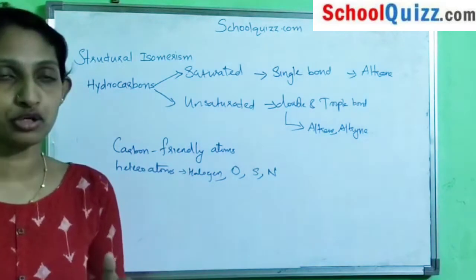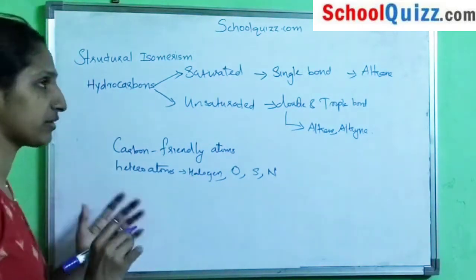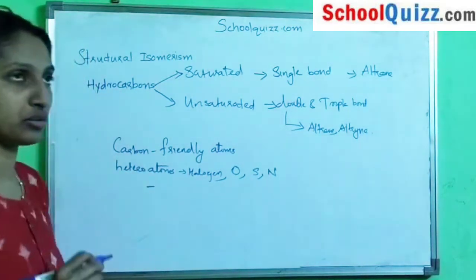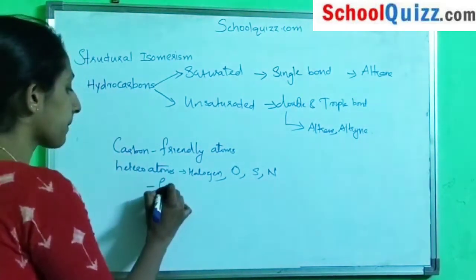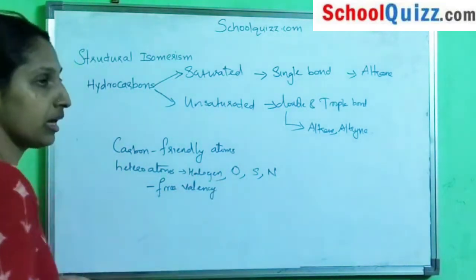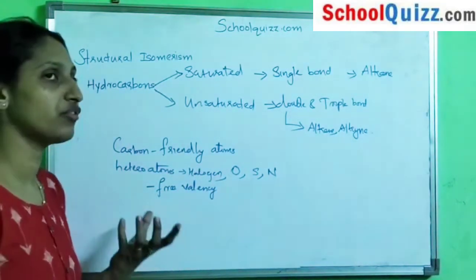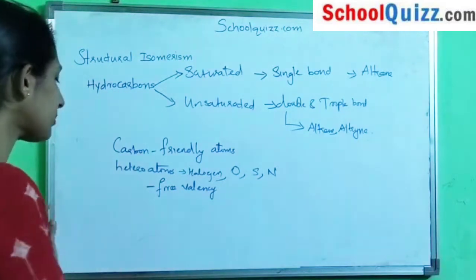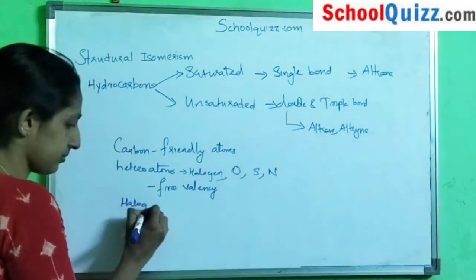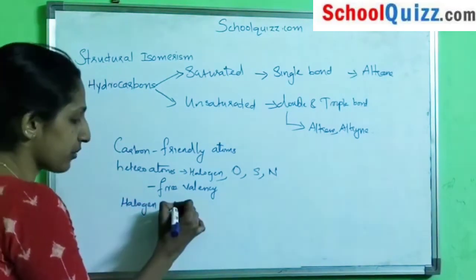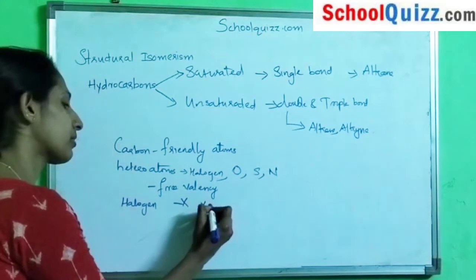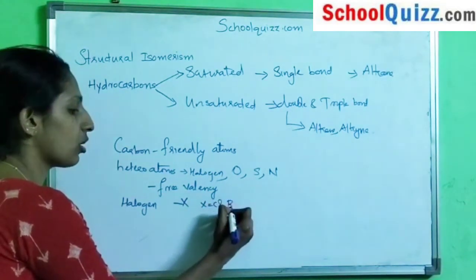The next important point to be noted is that while writing a functional group, this sign will be produced, and this indicates the free valency of the atom. Now we can look at some of the functional groups present. The main functional group of heteroatom present is halogen. It is generally represented by X. This X can be chlorine or bromine.